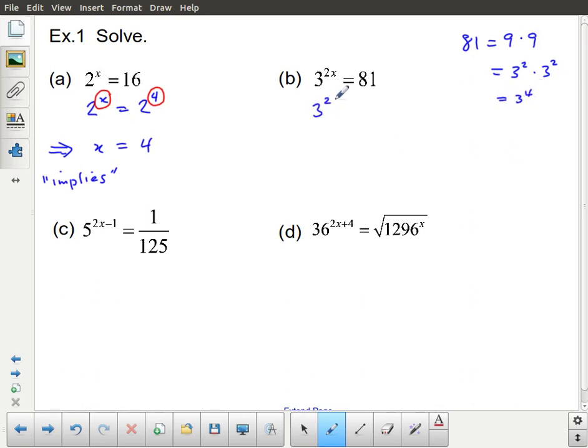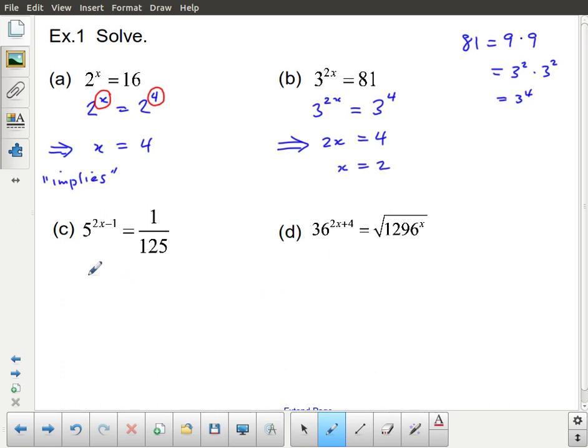So slightly more complicated here because we've got 3 to the 2x equals 3 to the 4. And we just have to solve a simple little linear equation. If 3 to the 2x is equal to 3 to the 4, then 2x is equal to 4. Divide both sides by 2, and we end up with x is equal to 2.